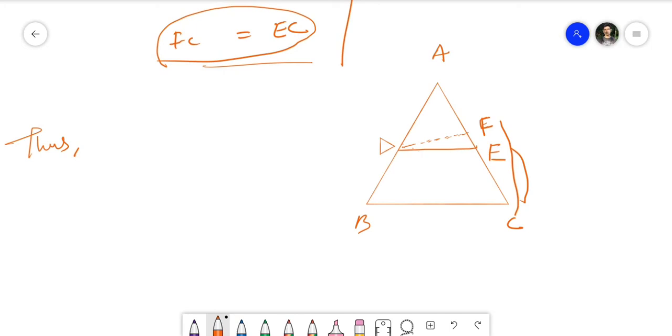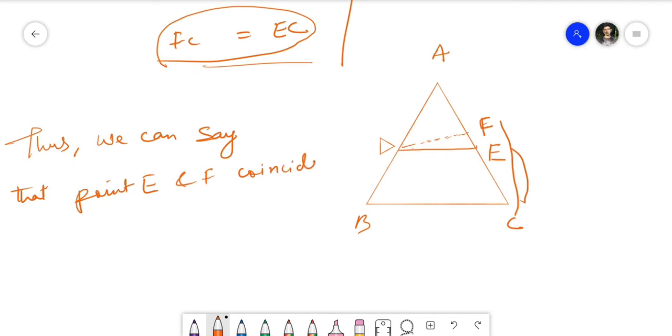ठीक. दस वी कैन से दैट पॉइंट E and F कोइंसाइड. कोइंसाइड का मतलब क्या होता है? दोनों एक जगह पे है. क्योंकि हमें दोनों एक जगह पे मिल रहा है, FC और EC, तो हमने कह दिया कि कोइंसाइड करता है. ठीक है. दैट मीन्स दैट इज DF.